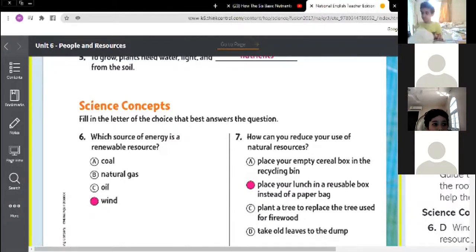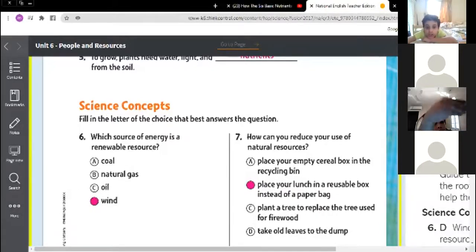Which source of energy is a renewable resource? What does renewable mean? Coal, natural gas, oil, or wind? It's wind. Why?